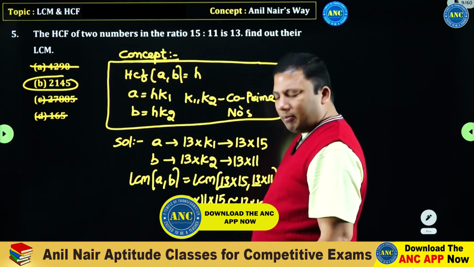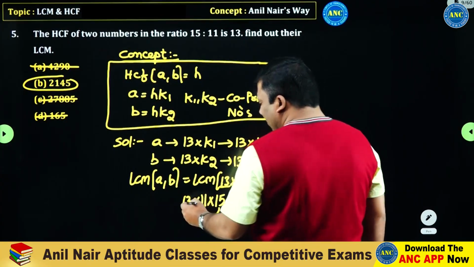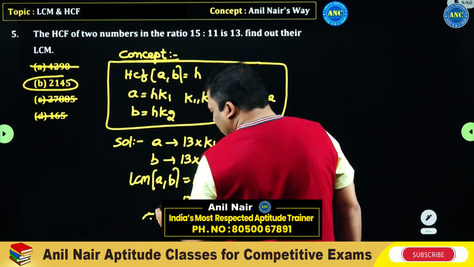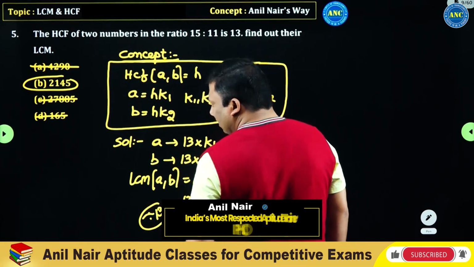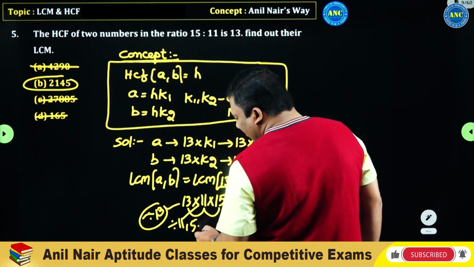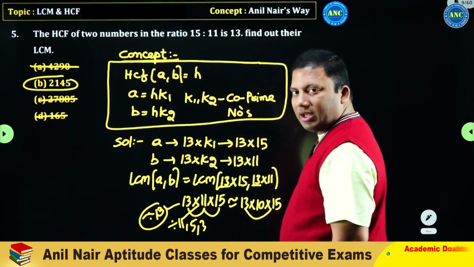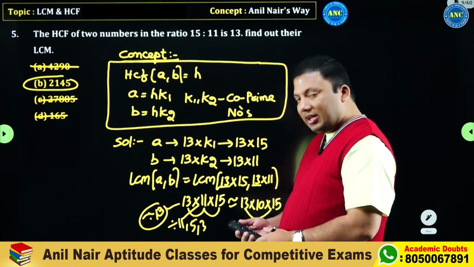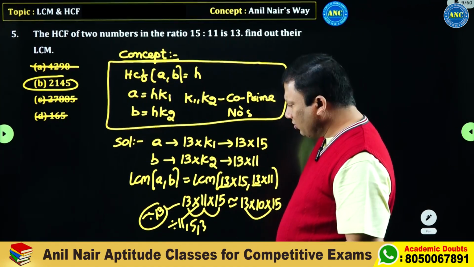You can do it in multiple ways. The answer should be divisible by 13. 165 is not divisible by 13. The answer should be divisible by 11. The answer should be divisible by 5 and 3. Any of these multiple ways you can use.